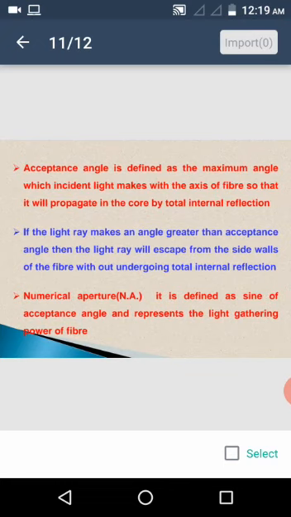Now coming to the numerical aperture, it is defined as the sine of the acceptance angle and it represents the light gathering power of the optical fiber. This numerical aperture is equal to sin i acceptance, which is equal to the square root of n1 square minus n2 square, where n1 and n2 are refractive indices of core and cladding.